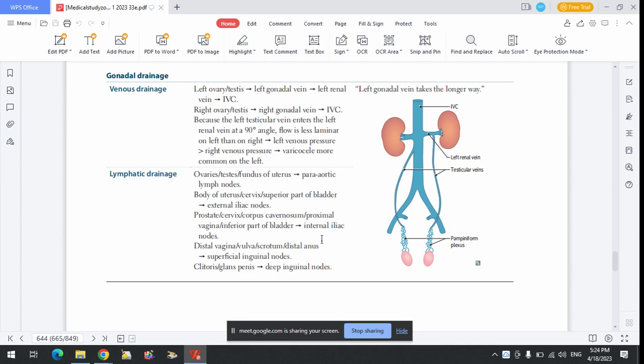I know that it can be confusing, but just one is to the external iliac and the one is to the superficial inguinal. So the one that is up, that's your internal iliac. The one that is down is superficial inguinal. Distal anus, superficial inguinal; proximal anal, internal iliac. The one that is proximal means closer to the body, so the innermost.